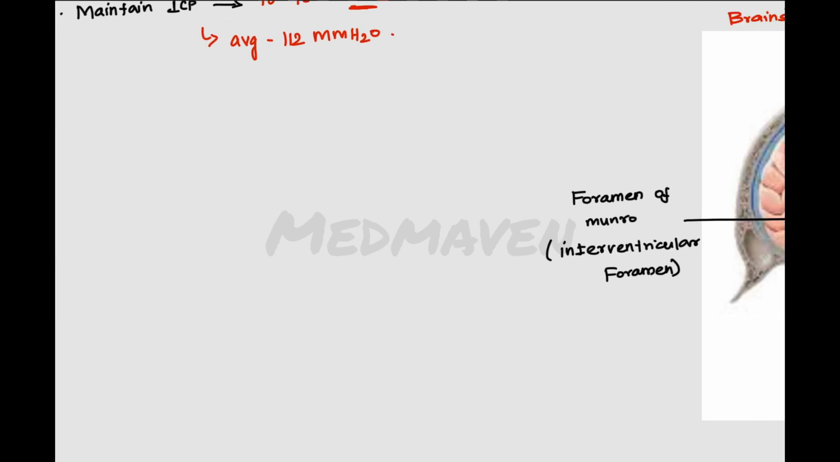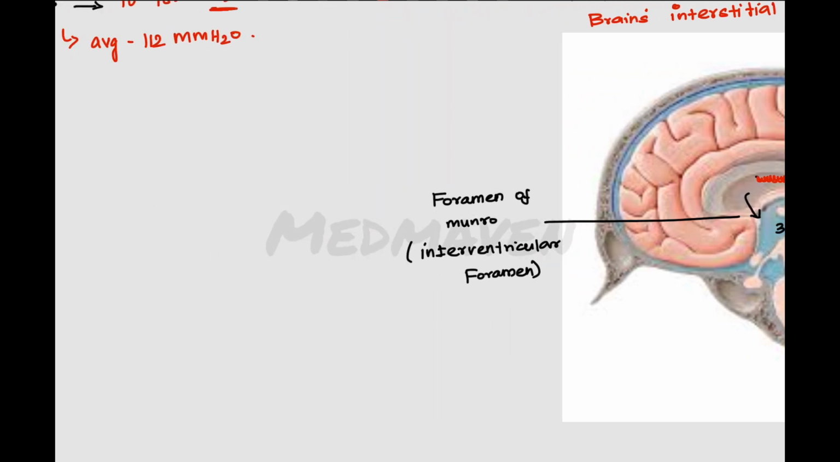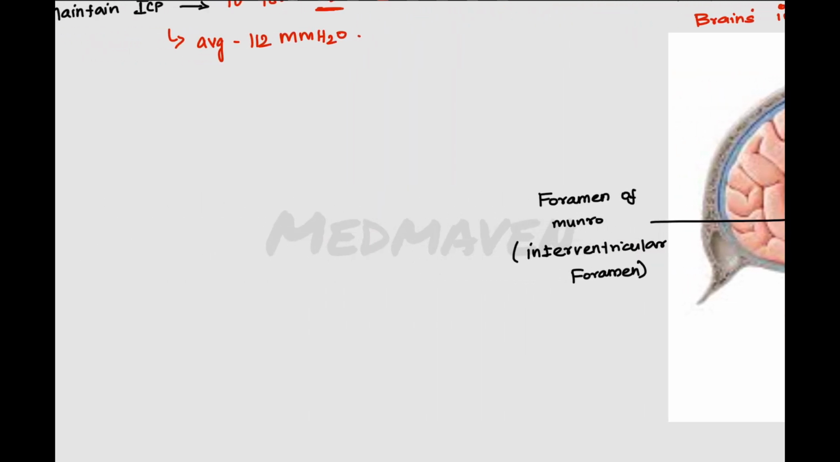Then the absorption of CSF is mainly through arachnoid villi and granulations, especially through the superior sagittal sinus. Absorption is a pressure dependent process. It increases when CSF pressure exceeds venous pressure.